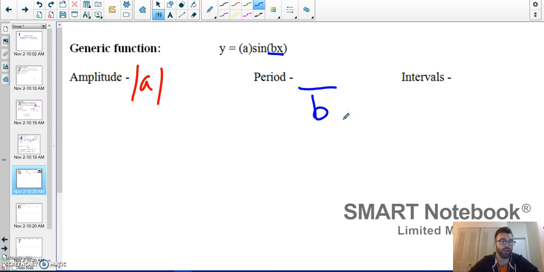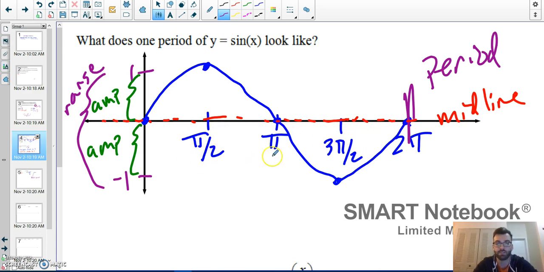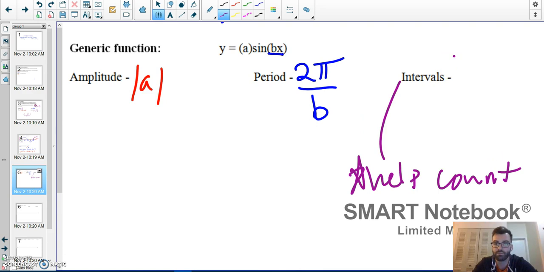Well, what am I dividing? I know that my period is 2 pi. I'm going to take 2 pi and divide it by b. My intervals help us count along these lines: pi over 2, pi, 3 pi over 2, and 2 pi. They determine what these actual tick marks, what these values are. So, to determine these values, well, we notice we have 1, 2, 3, 4. I'm going to take my period and divide it by 4 for my intervals.